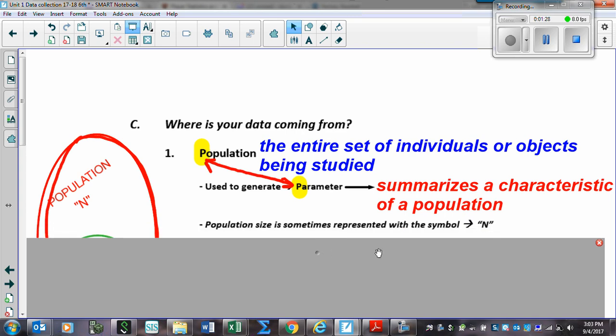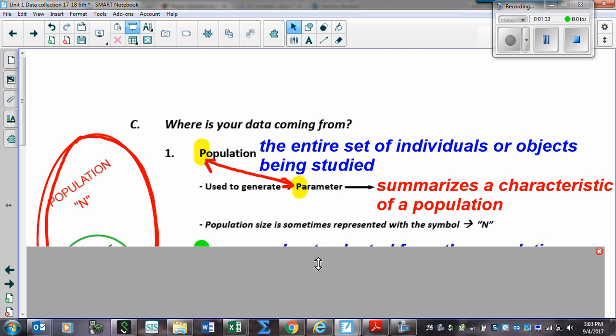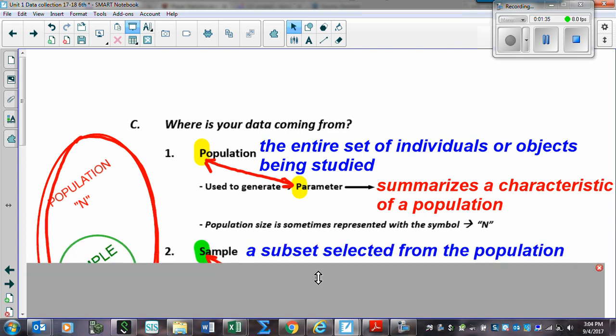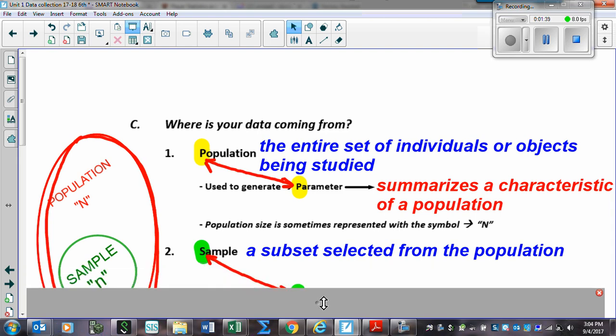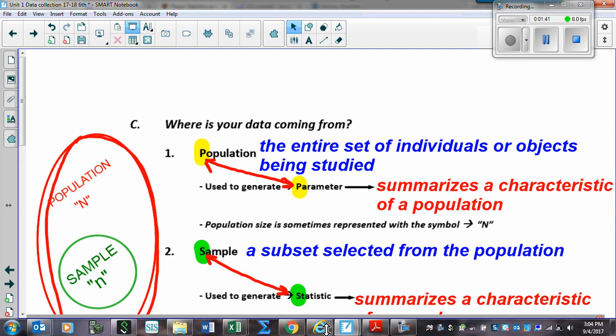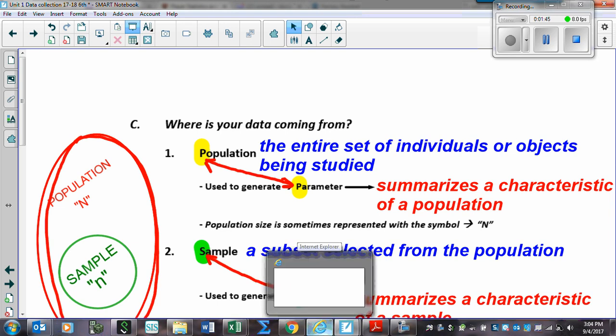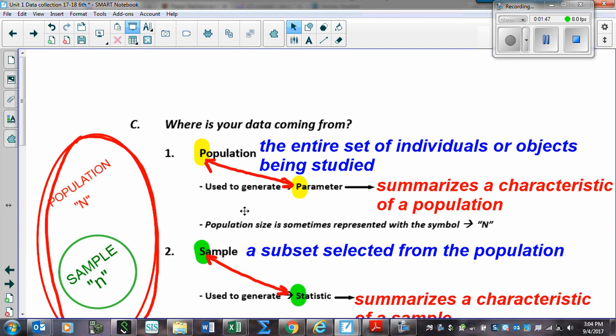For population size, we use a capital N. We very rarely talk about that. Then a sample is a subset selected from the population. If you see my Venn diagram here, the big green oval is our population. It's everything that we're studying. And then the sample is a subset. It's entirely contained within the population. Every item comes from the population, but it's a smaller group from the population.